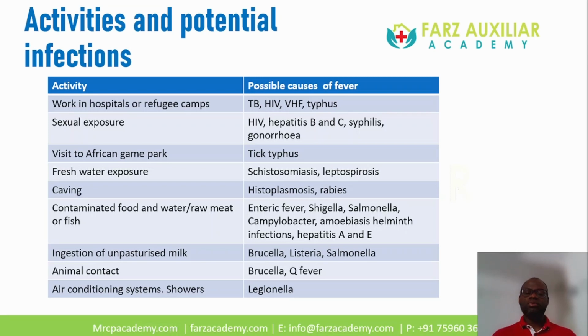Now, areas that are prone to providing exposure to contaminated food and water could expose patients to enteric fever, Shigella, Salmonella, Campylobacter, amoebiasis, or other helminth infections, and hepatitis A and E. Areas where ingestion of unpasteurized milk is common practice could predispose patients to brucella, listeria, and salmonella. Any animal contact could predispose patients to brucella and Q fever, and areas where air conditioning systems have been shut off for a long time and have only been turned on very recently could expose patients to Legionella.